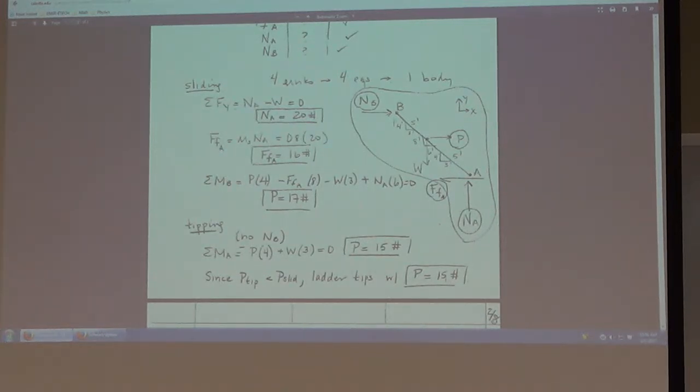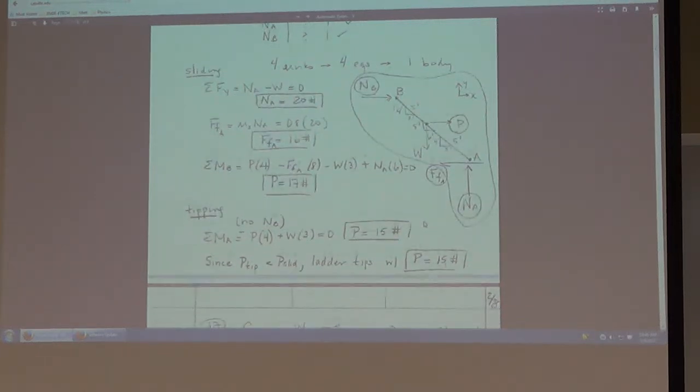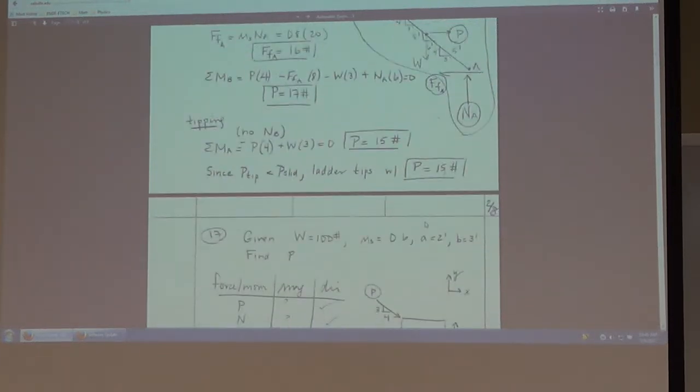But in order for it to tip, it's 15 pounds. But if the problem said, is it going to slide or tip first, what would you say? I would say it's going to tip. It's going to tip because it's a lower force. Let's look at the next one.